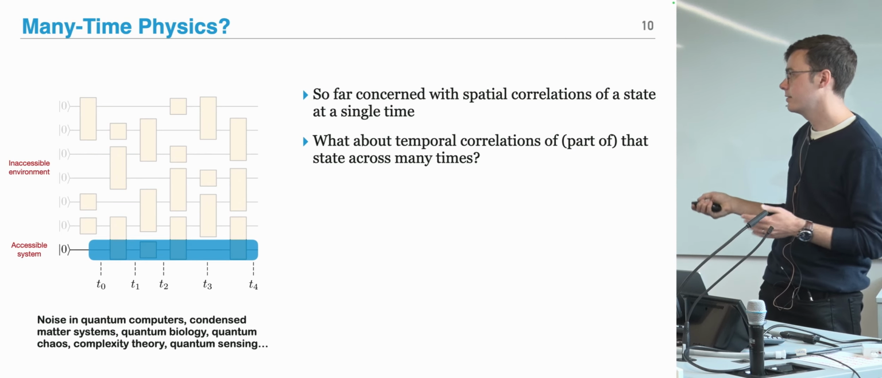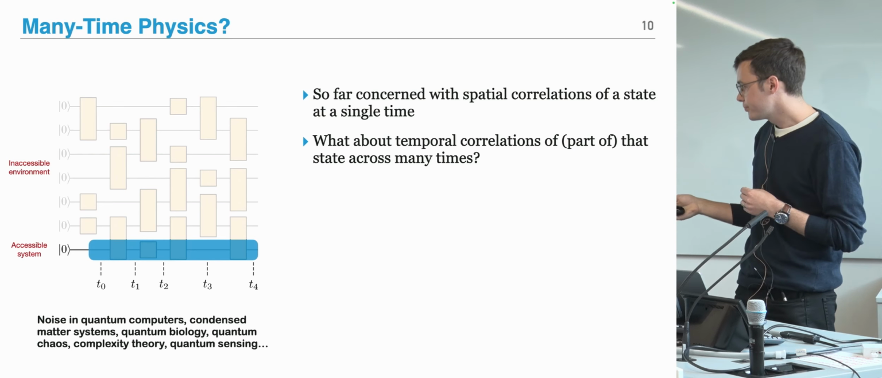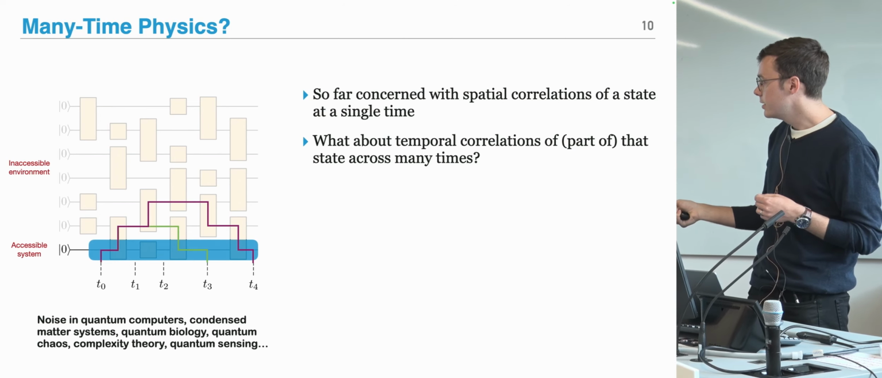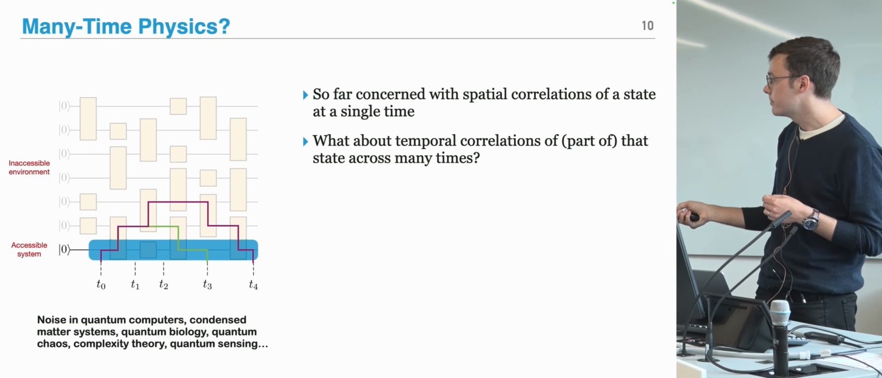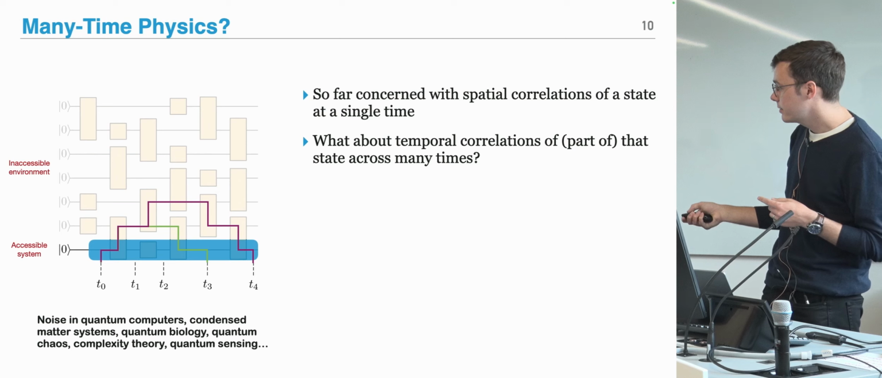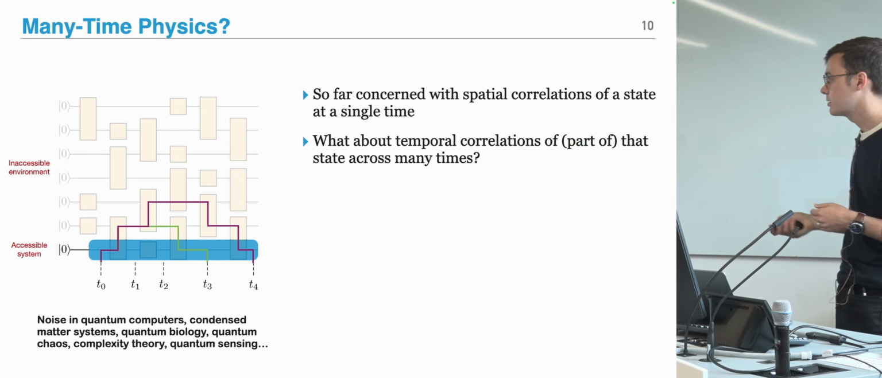Here I've just represented this as a series of random gates. And we can ask the question, if these interactions were to mediate some exchange interaction between your system and the inaccessible environment, then you can imagine that information goes out into that environment and comes back in at a later time in such a way that correlates here in purple, time zero with time four, and then here in green, time zero with time three. And we can ask exactly what that means for us.